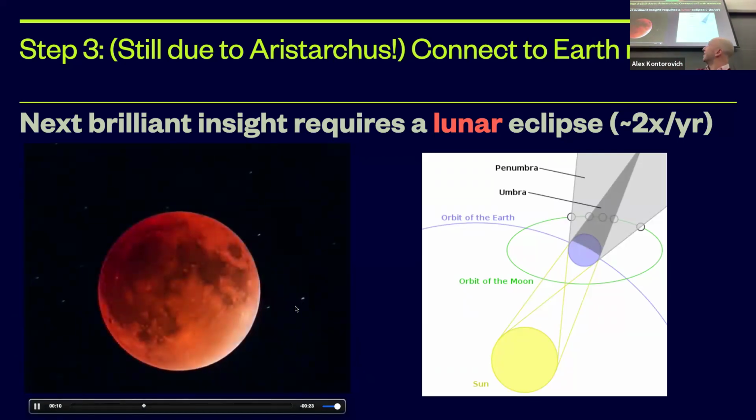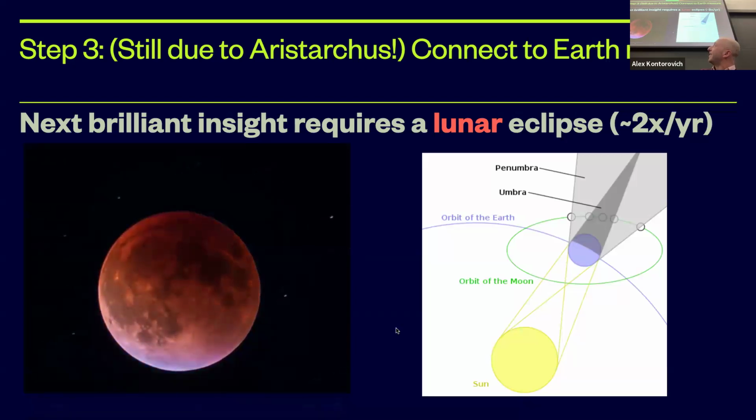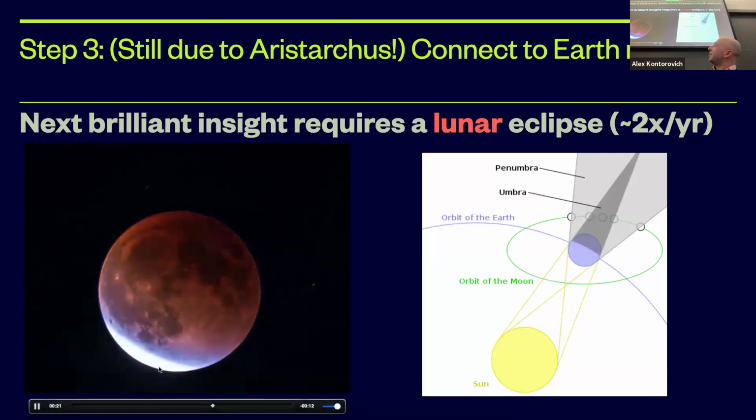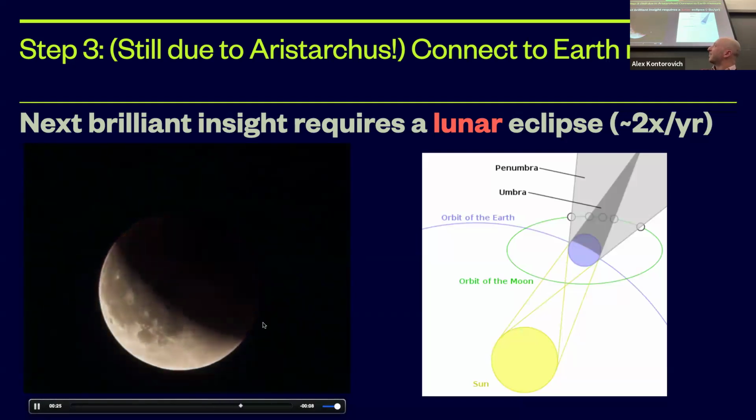And do you see the stars that are moving behind the moon as the moon, this blood moon, makes its way across the umbra? And then here it is starting to come out of totality. And of course, this is sped up. And there's the moon coming out of totality.